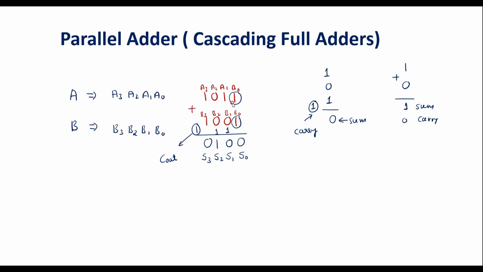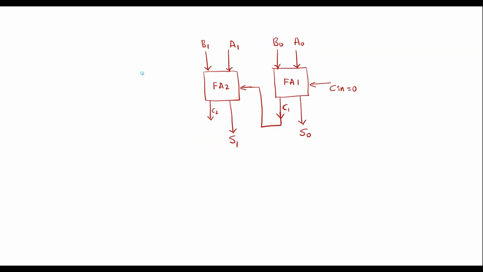So now to add A2 with B2 along with carry, I need one more full adder. Let me draw one more full adder. So this is FA3. The inputs here are, one is B2, another one is A2. So here another carry input is nothing but the carry output of the previous stage. So this is connected here and it produces the output S2 and it produces another carry, I will call it as C3.